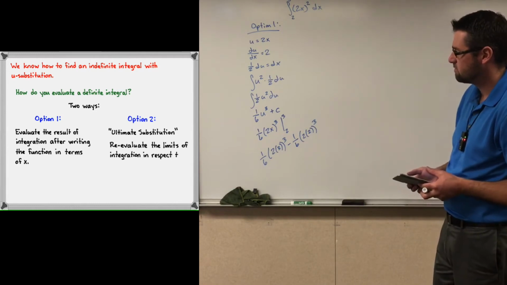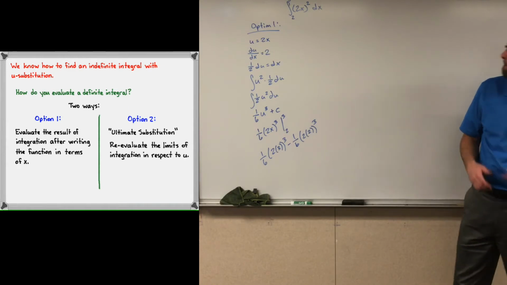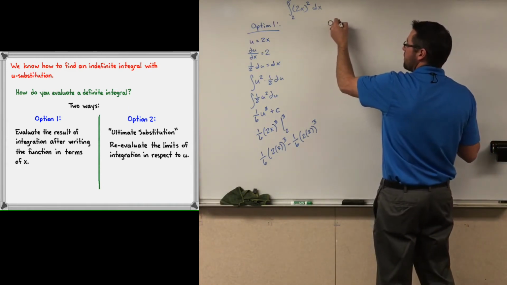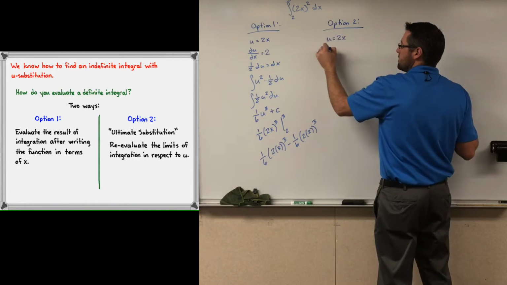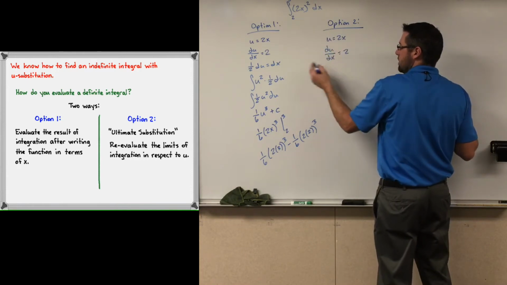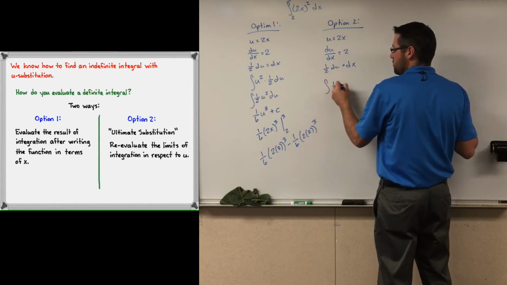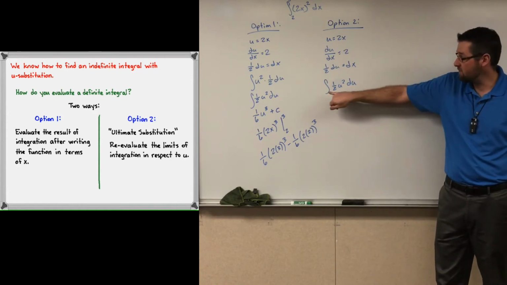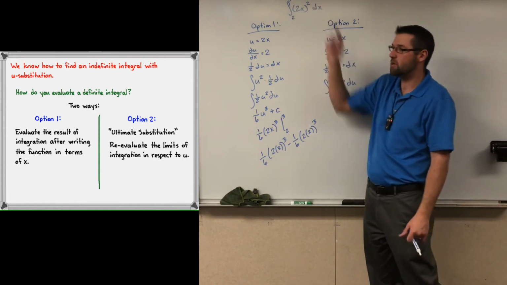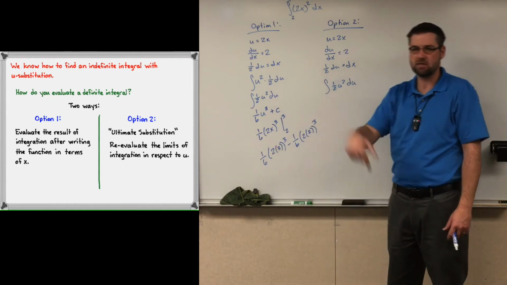How do we do that, though? We want it with respect to u. How are we going to do that? We're going to do the same steps. u equals 2x, du/dx equals 2, and as a result, 1/2 du equals dx. The integral would then be 1/2 u squared du, right? But I still want this to be a definite integral, right? So I've got to figure out what values will go there. If I plug in 2 and 3, those are what kind of values? X values. So how do I get u values from the x values?